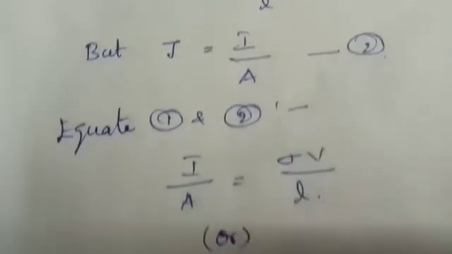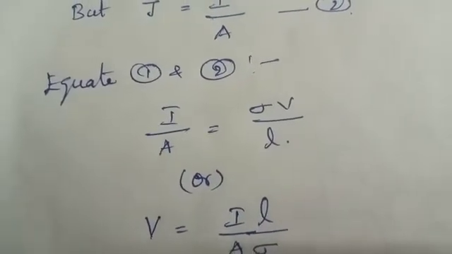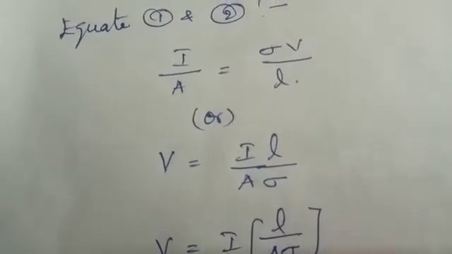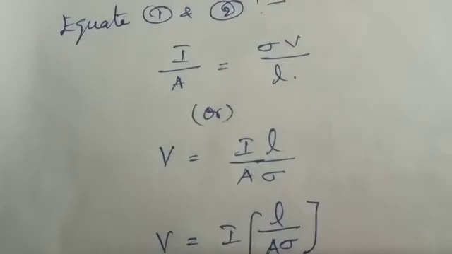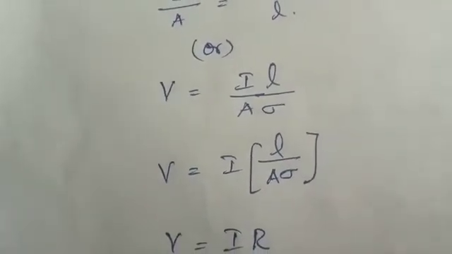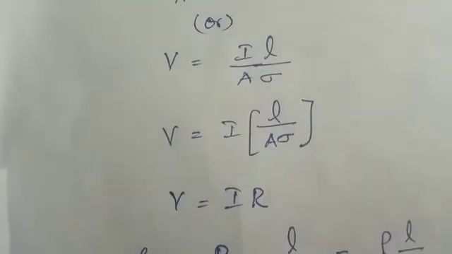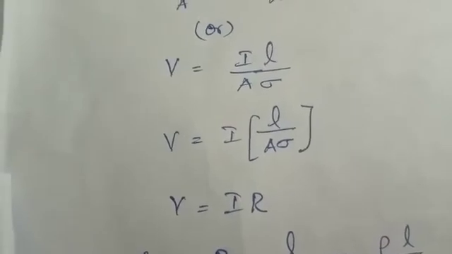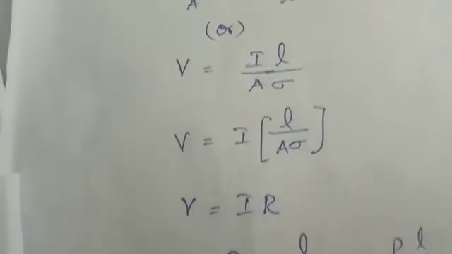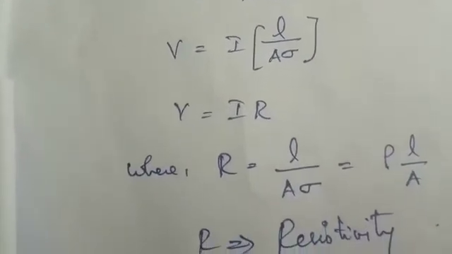Equate these two equations and you will get I divided by A is equal to sigma V by L. Finally you have to find the V value. So V is equal to IL by A sigma. Rearrange that, V is equal to I into L by A sigma. So V is equal to IR, where the bracket value, L by A sigma, is the value of R. So finally we find Ohm's law.